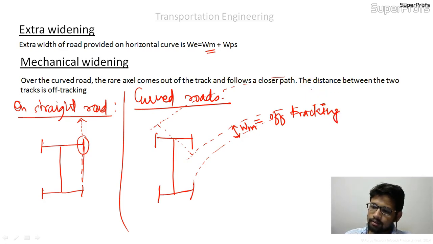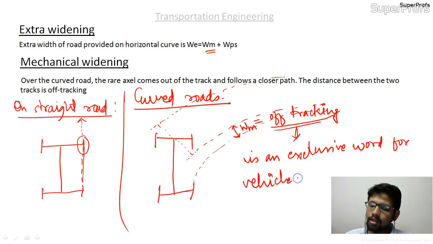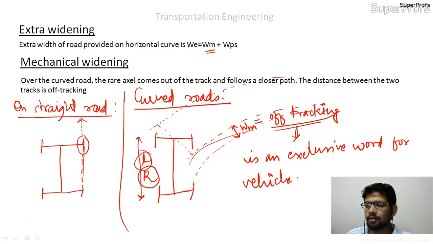Off tracking is an exclusive word for vehicles, because for every vehicle the off tracking is different based on the length of the rigid wheelbase and the radius of the curve that is being encountered. So it depends on the length of the rigid wheelbase and the radius, that is, how much turn the vehicle is taking.